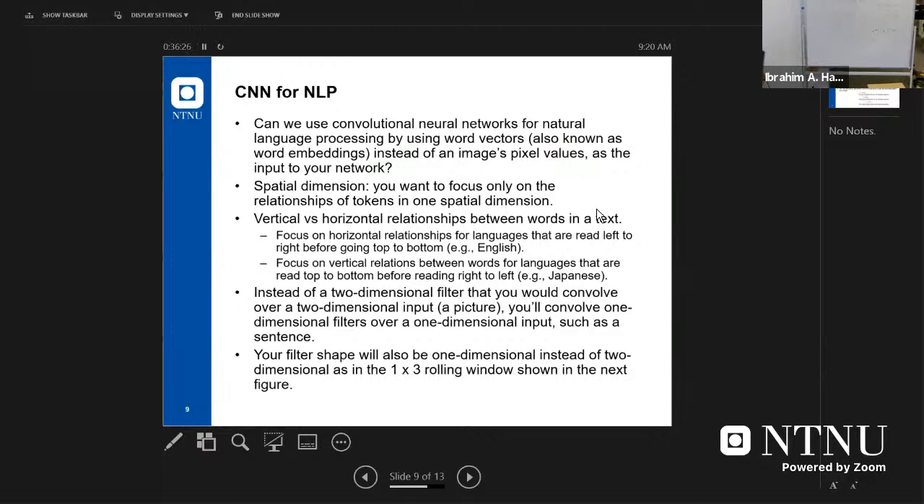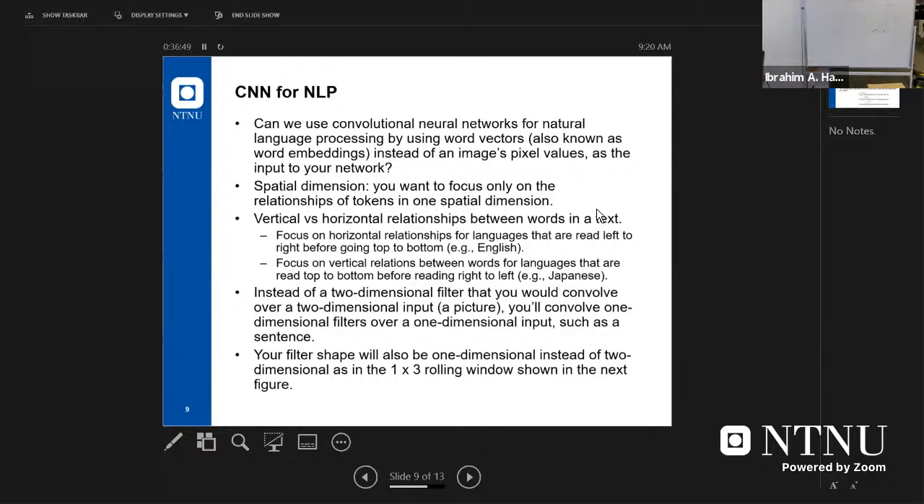So this is a special dimension: whether it is horizontal or vertical. For example, focus on vertical relations between words for languages that are read top to bottom before reading right to left. Because in Japanese, for example, they are writing top to bottom, and after that we move one line, one column to the right.